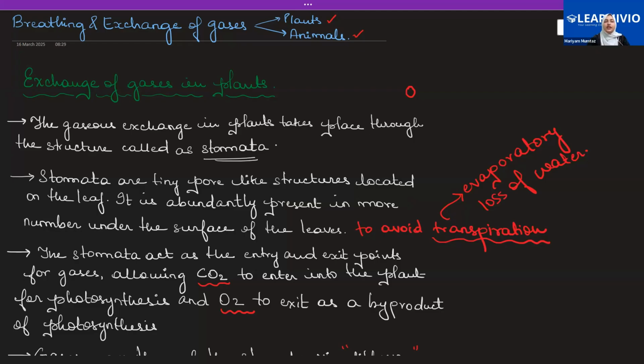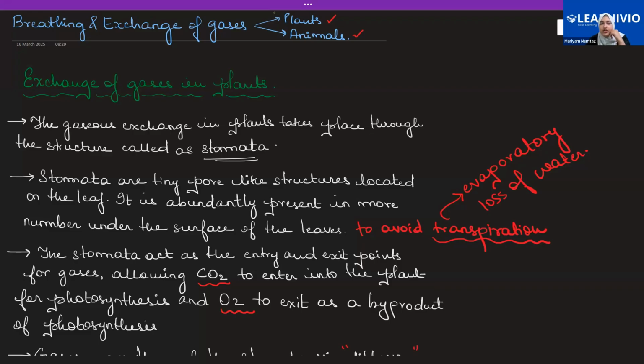So talking about the exchange of gases, in the previous class we had discussed respiration, which was the cellular release of energy, isn't it? It was the breakdown of biomolecules so as to release the energy. Now we're going to talk about breathing and the exchange of gases. Breathing and the exchange of gases just means taking in oxygen and giving out carbon dioxide. And this exchange of gases takes place in both plants as well as animals.